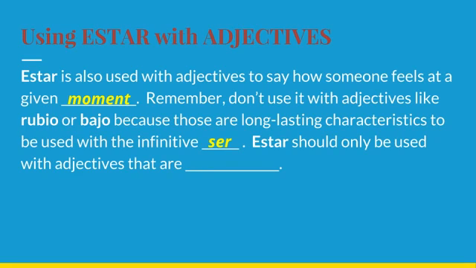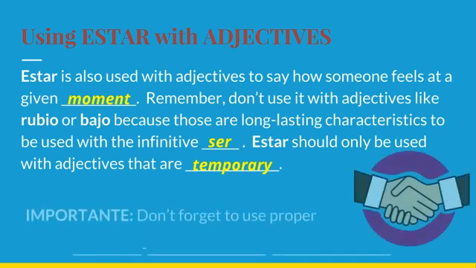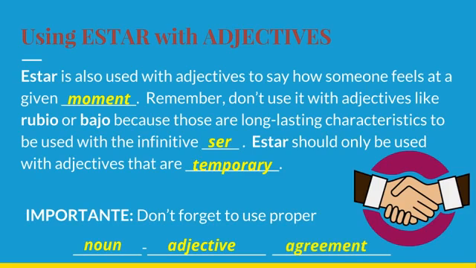Those are long-lasting characteristics. Estar should only be used with adjectives that are temporary. So if you are feeling sad right now, or you're feeling happy, or you're feeling really tired, those things can change, and that's when you're going to use estar. So we're talking about temporary adjectives. So important, one thing, notice when I said yo soy rubia, you still need to use noun-adjective agreement. So if I wanted to say I'm tired, you'd say yo estoy cansada. Anytime you're using adjectives, whether with ser or estar or other verbs, you still need to implement proper noun-adjective agreement so that your noun agrees with your adjective in terms of gender and number.